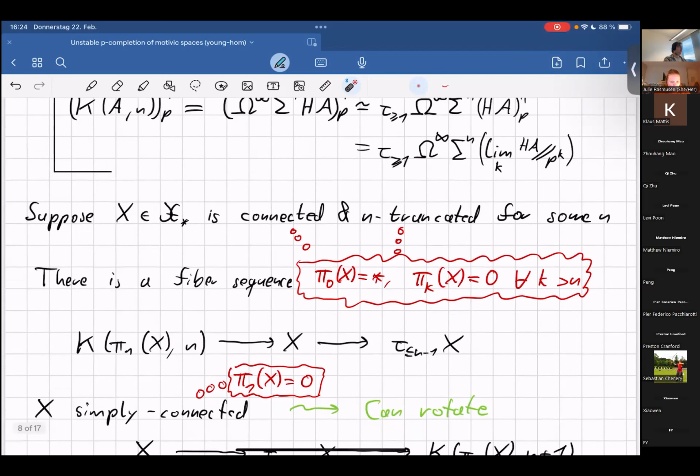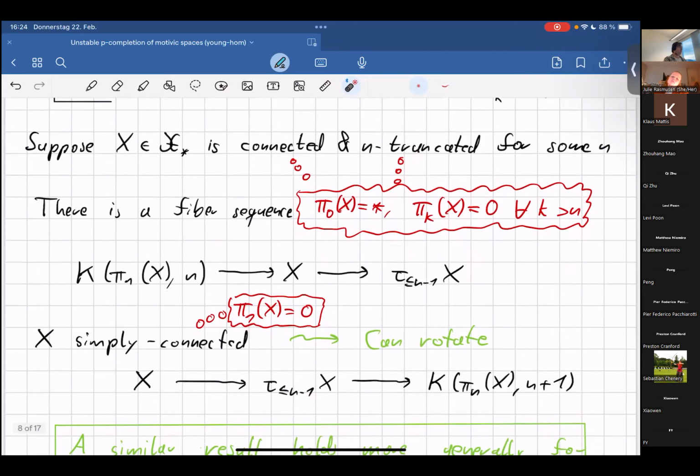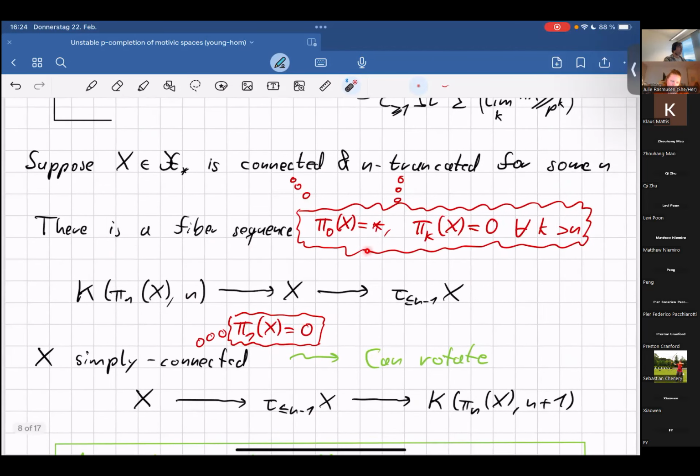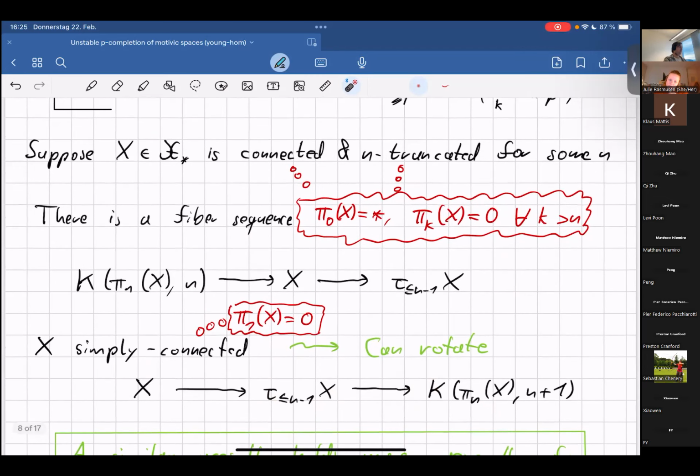And now a funny thing happens if X is moreover simply connected. So if pi 1 of X is 0, then we can rotate this fiber sequence and put this guy to the right to recover X as the fiber of the n-1 truncation of X via some map to the Eilenberg-MacLane sheaf of pi n of X in degree n+1. And so now this is a limit of these guys. And this can help us to compute the p-completion of this guy by first p-completing this guy, and then taking the fiber.